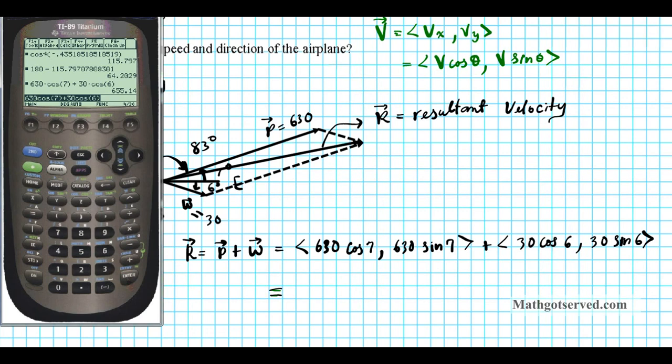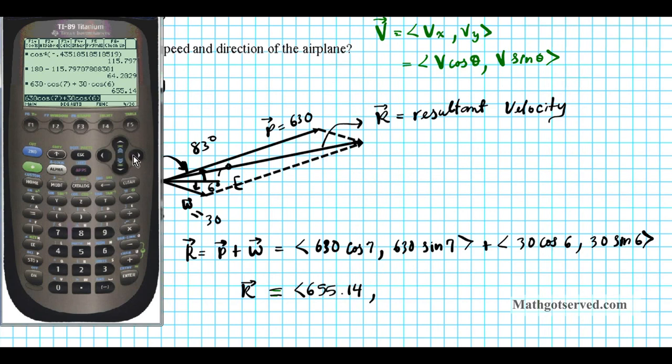And your answer is 655.14. That's the x component of our resultant vector. The y component, we simply add the y components of the individual vectors.